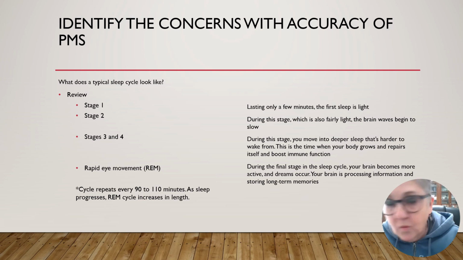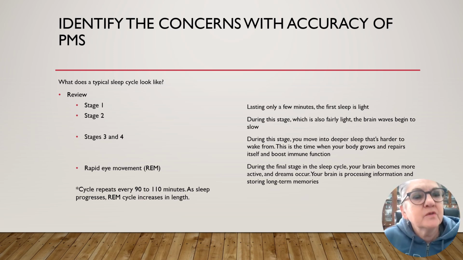And that is number 4 of the 7 that we're covering. So I just want to review a typical sleep time and sleep cycle and what it looks like. Stage 1 lasts only a few minutes. The first sleep is very light. Stage 2 is also fairly light, but the brain waves begin to slow.